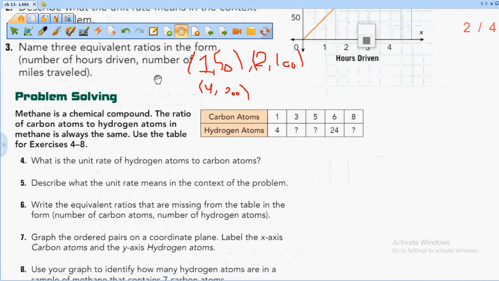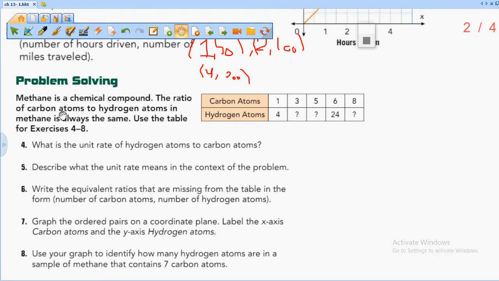Now, problem solving. Methane is a chemical compound. The ratio of carbon atoms to hydrogen atoms in methane is always the same. Use the table for exercises 4 to 8. Here we have to use this table to solve all the questions from 4 to 12.